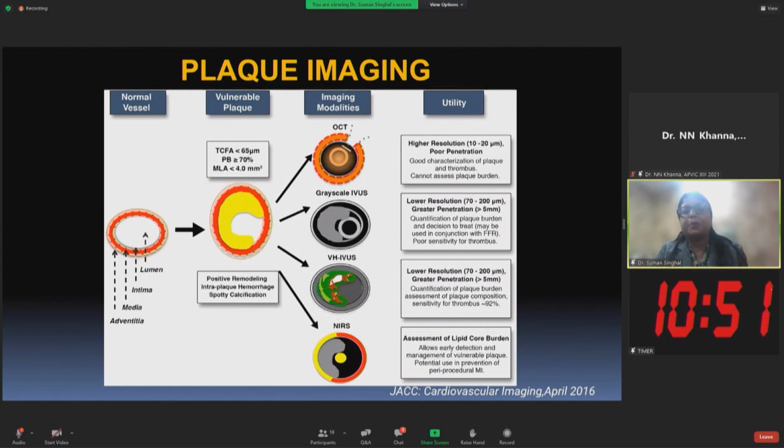But everything has pros and cons. Like OCT cannot assess the plaque burden, though it has a very good characterization of plaque and thrombus. The grayscale IVUS has a poor sensitivity for the thrombus, though it can identify the plaque burden very well. Similarly, the other techniques have their own limitations.